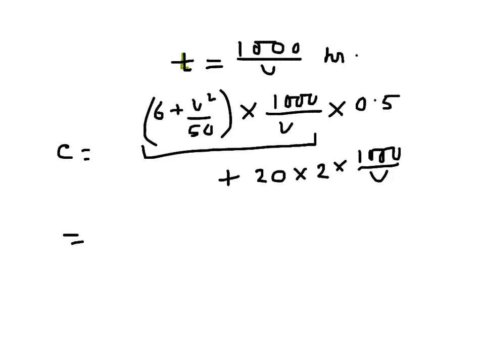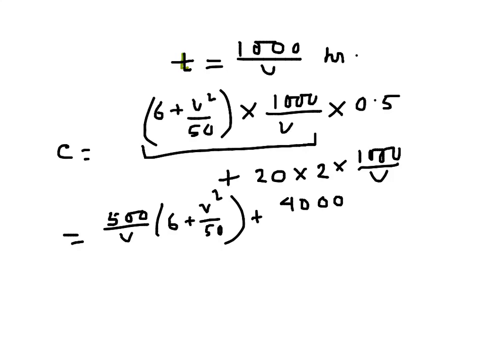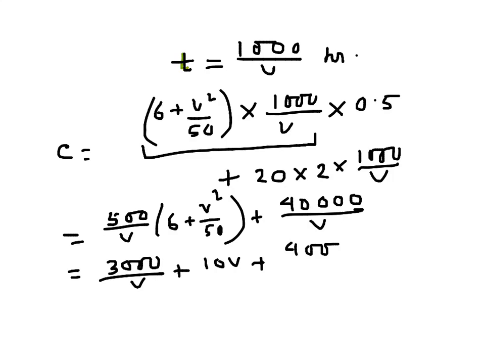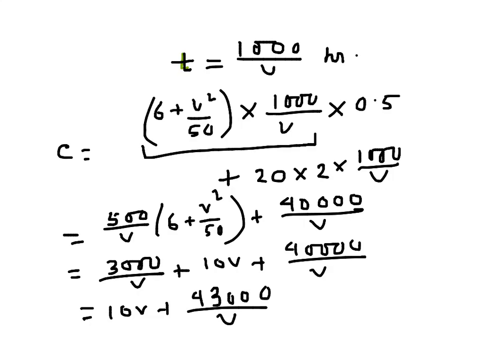So if we calculate this one, it becomes 500 times 6 plus v square over 50 plus 20,000 over v. So this one becomes 3000 over v plus 10 v plus 20,000 over v. So if we add it, it becomes 10 v plus 43,000 over v, and this is what we need to prove. So the first part is proved, which is question 1.